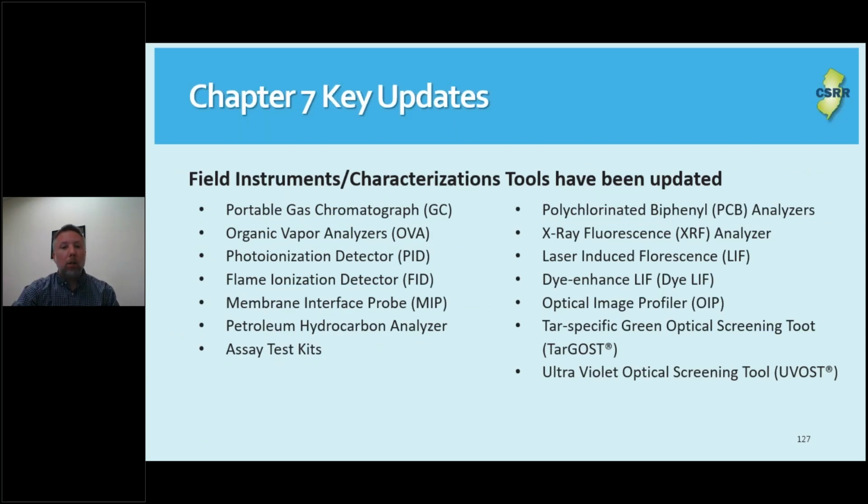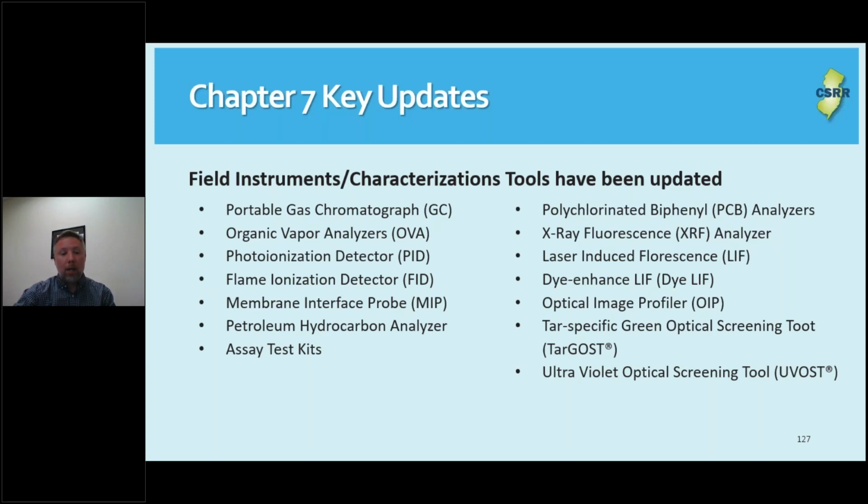The list here includes a bunch of the field instruments and characterization tools that we've updated in the chapter. Majority of these most folks have seen or used in the field. Some folks may have not used some of the other more advanced pieces of equipment that have been updated in recent years. Care should be taken to understand the types of equipment that are being used, their limitations, and then the types of contaminants that are being investigated.